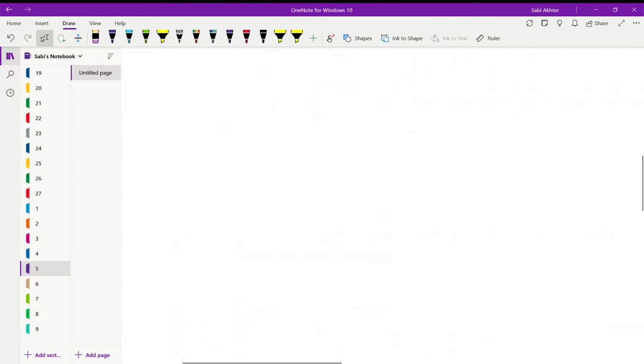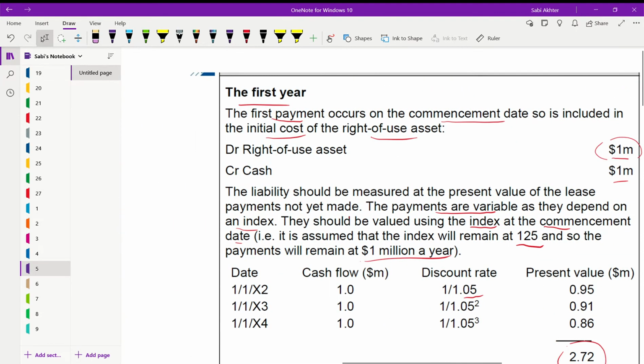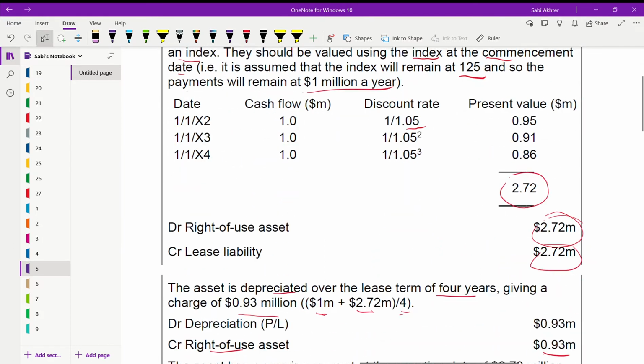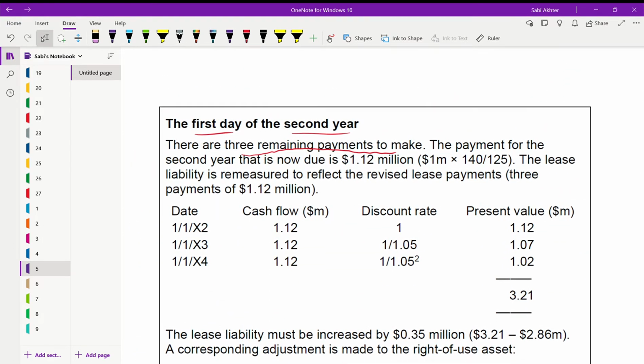This is for 4 years. That's why after the first year, that means 3 more years are remaining, right? So there are 3 remaining payments to make. The payment for the second year that is now due is this much. How did you get it?